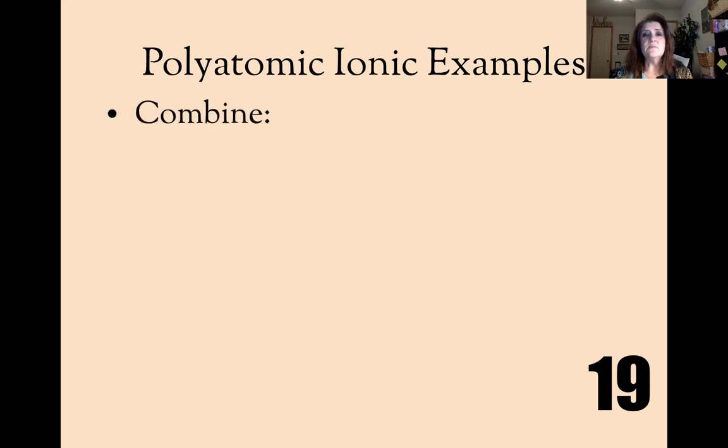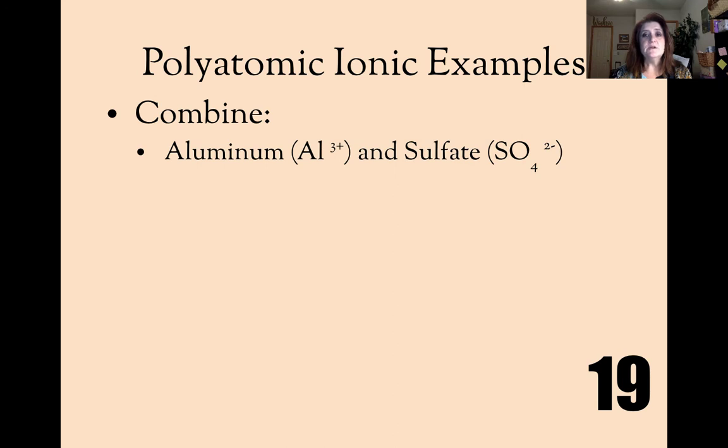So, the following are polyatomic ionic examples. If we wanted to combine aluminum and sulfate, aluminum has an oxidation of 3 positive and sulfate has an oxidation of 2 negative. And because it is an ionic bond, the oxidations would crisscross. But notice that SO4 is a compound all its own. So we put it in parentheses to keep it together because the 4 there in that formula goes with oxygen only. So this would be read Al2(SO4)3.